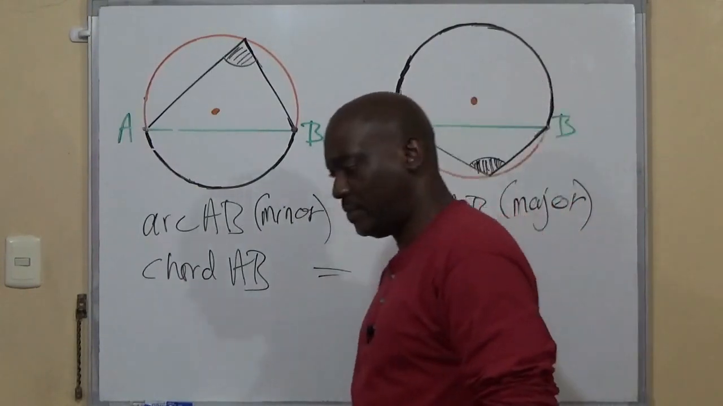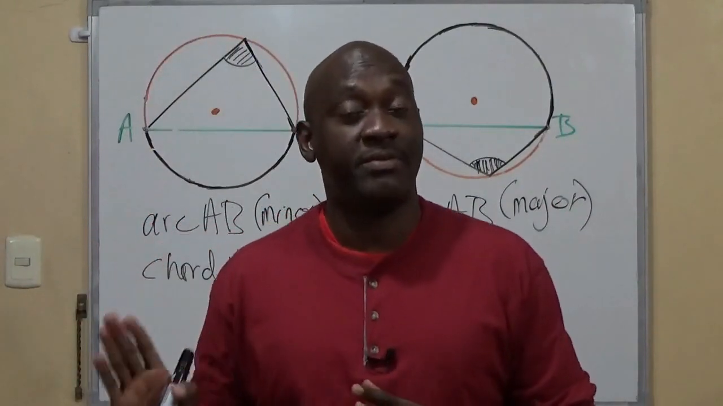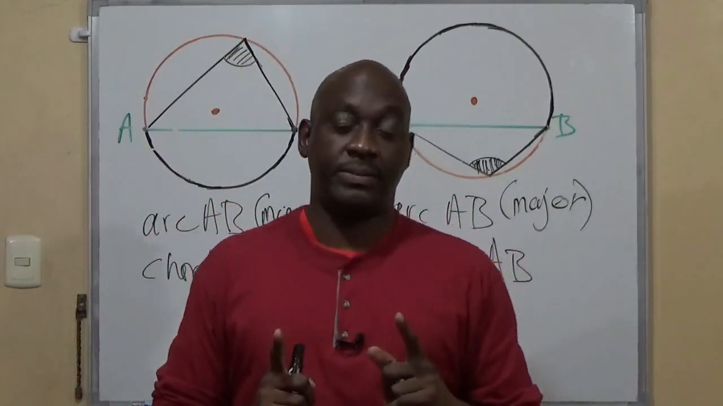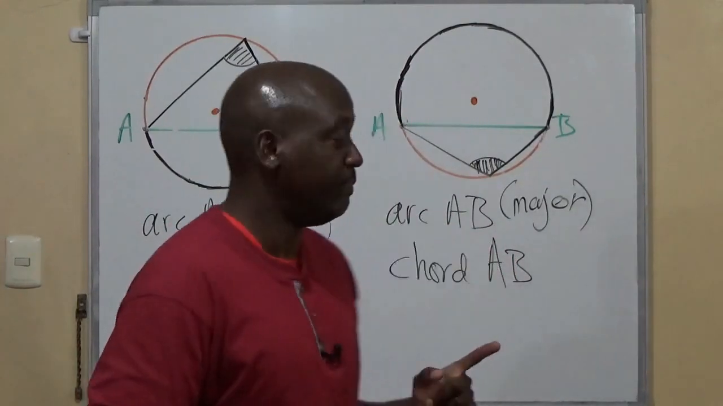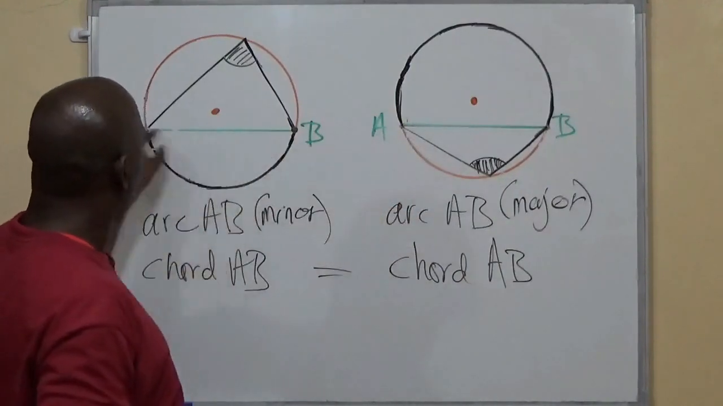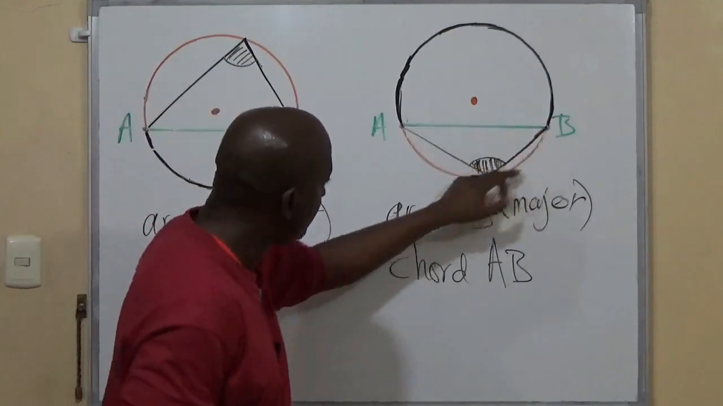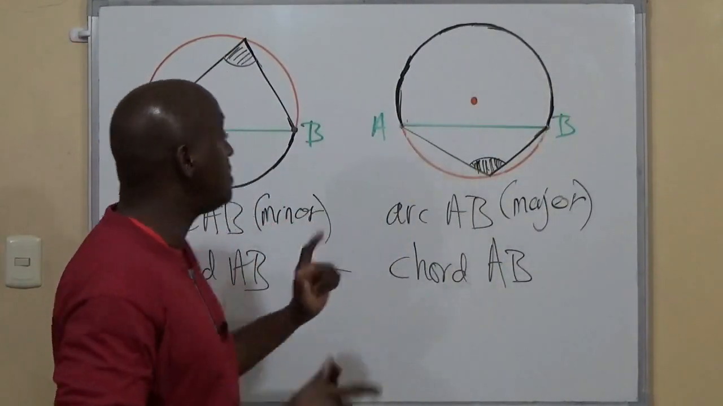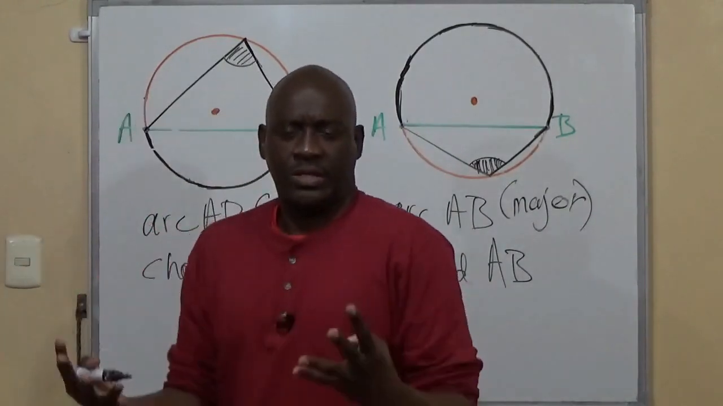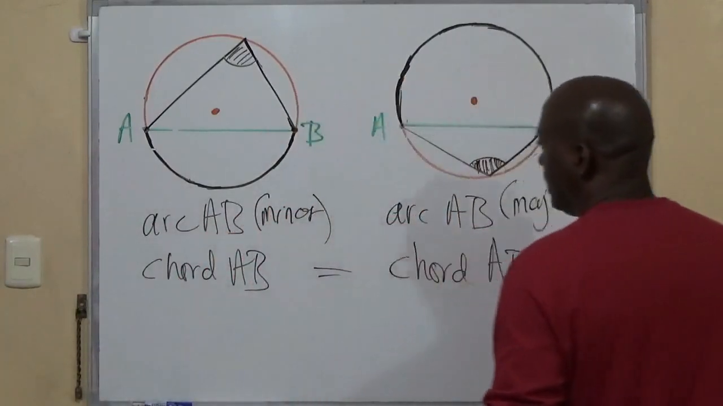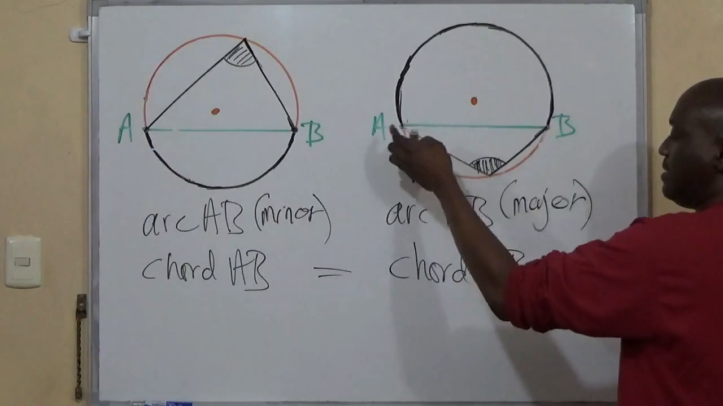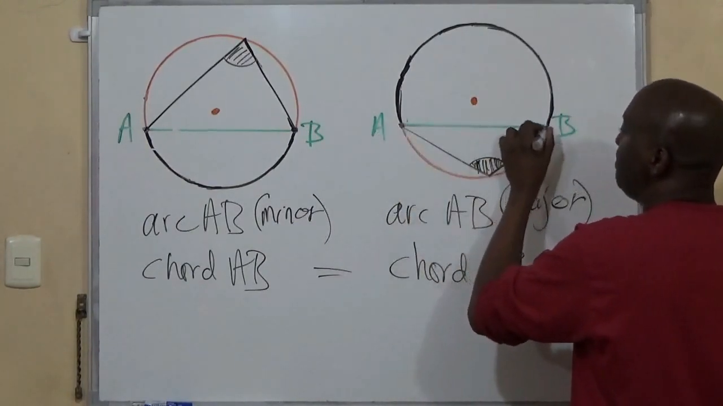Alright? So in other words, every chord, as we explained in the previous video, remember we discussed this, but as always, we repeat. One chord, the same chord AB, will generate two arcs. The same chord AB will generate a minor arc and a major arc in the circle. Chord AB, minor arc, major arc. Which means that the extremities of the chord AB would be the same as the extremities of the minor arc AB. Likewise, the extremities of the chord AB over here will be the same as the major arc AB.